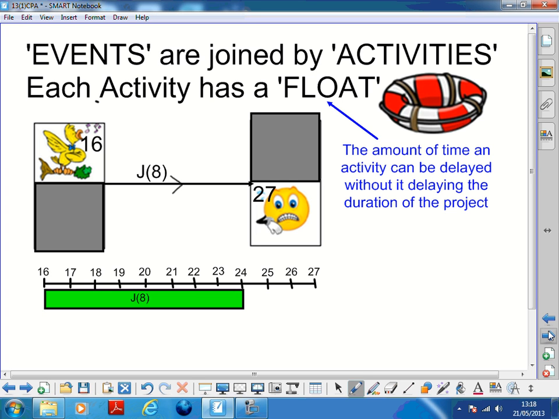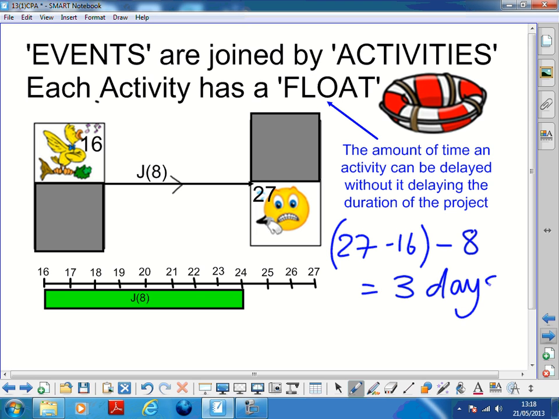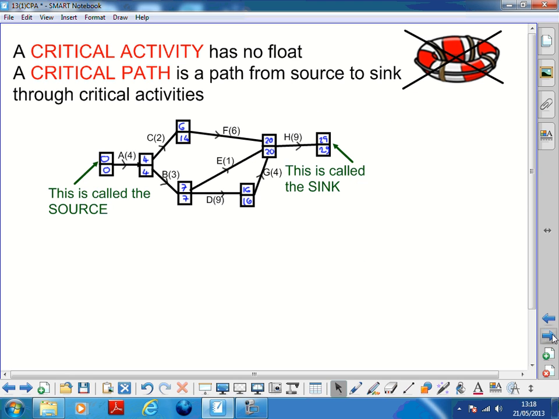And the way that we work it out is we do 27 minus 16. So that's how much time J has got to be done in. And then we take away the 8, which is the duration of the actual J, and that leaves us with the float. And it's usually days, hours, weeks, minutes, whatever it is for that particular project. Okay? So we're going to stick the floats on our network that we've already done. We've done the forward pass, we've done the backward pass, and we're going to put the floats on.